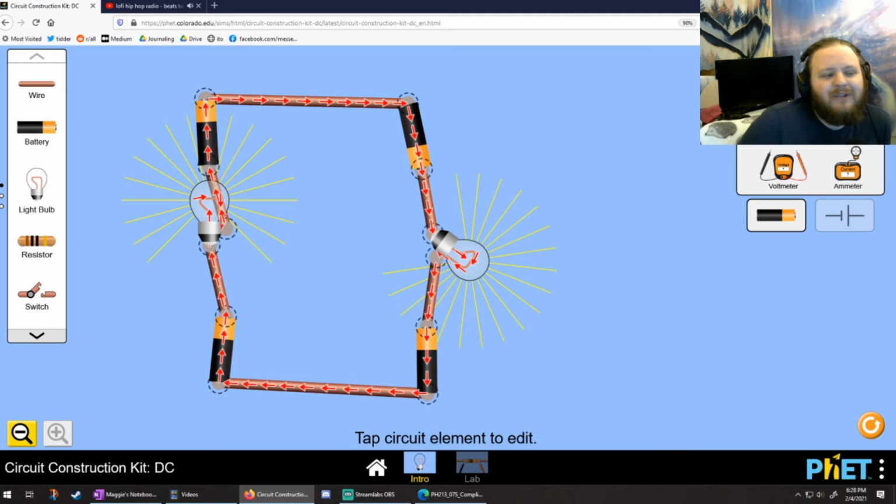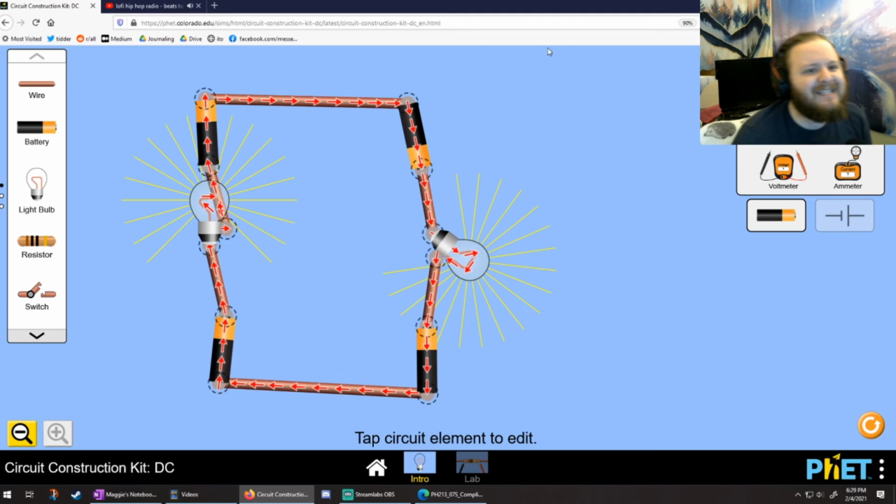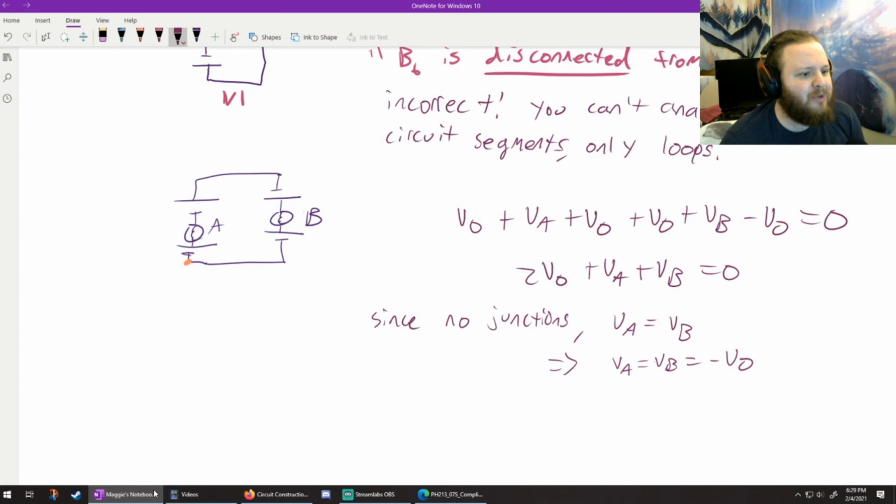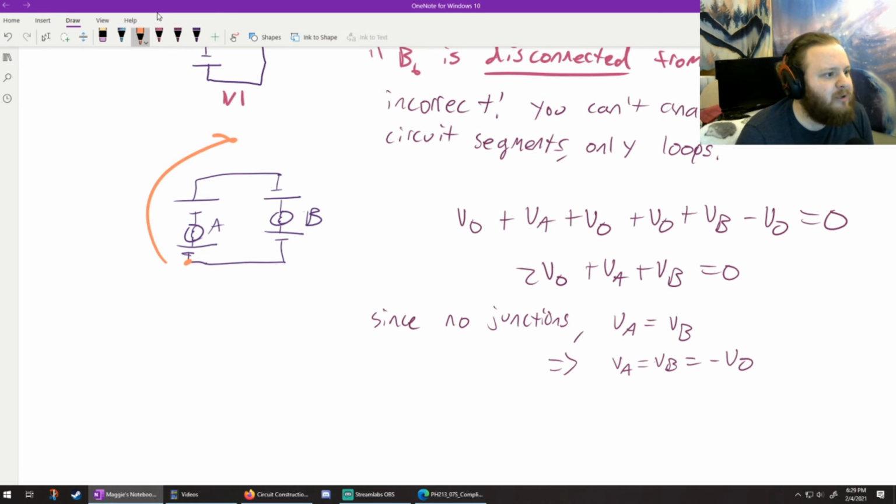But this is absolutely how loop laws work, right? It has to be how loop laws work. I come over here to my notebook. I did a loop around this thing. It goes around, and as I encounter batteries in the correct direction, I gain potential. And as I encounter batteries in the negative, going across them the wrong way, I lose potential. But that has nothing to do with these being isolated segments of a circuit.